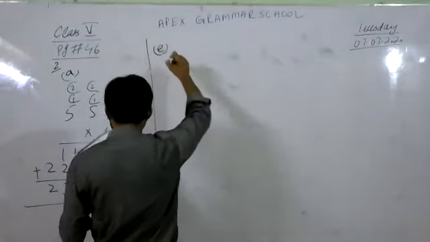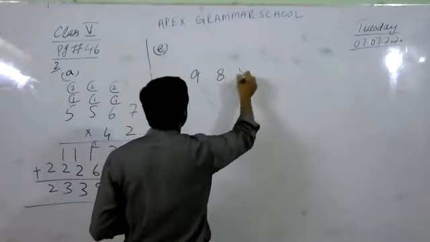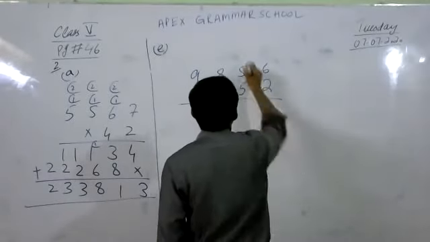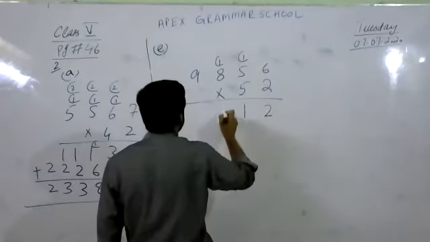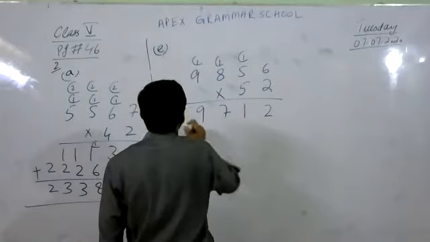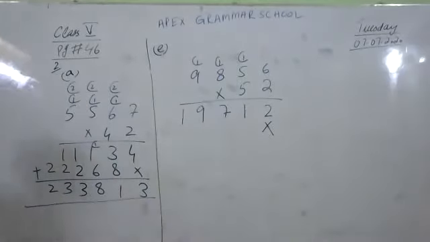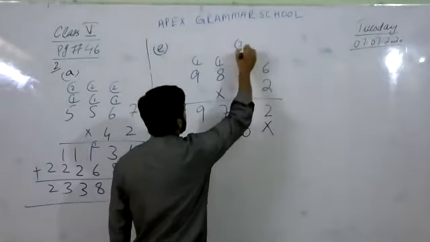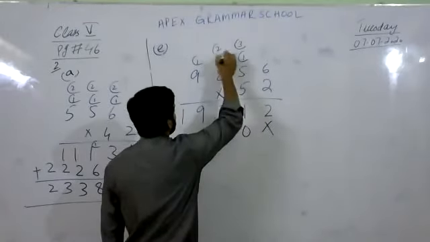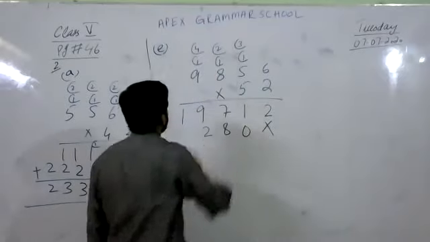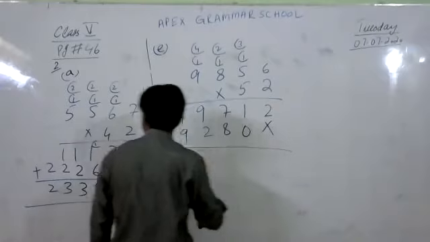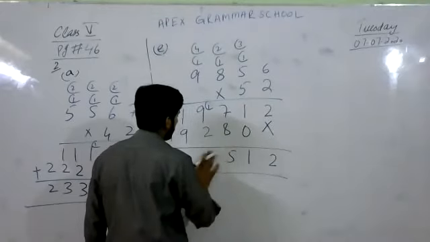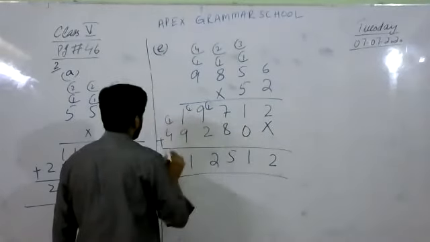Next, E part I am going to solve. 9856 multiplied by 52. 2 times 6 is 12, 1 carry. 2 times 5 is 10, 11, 1 carry. 2 times 8 is 16, 1, 17, 1 carry. 2 times 9 is 18 and 1 is 19. 5 times 6 is 30, 0, 3 carry. 5 times 5 is 25 and 3 is 28, 2 carry. 5 times 8 is 40 and 2 is 42, 4 carry. 5 times 9 is 45 and 4 is 49. Lastly, we have to add.